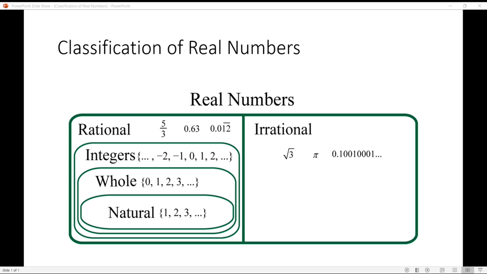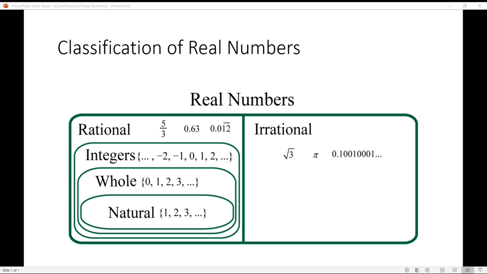Natural numbers are also called counting numbers. And if you can remember being a child or having a child and teaching them to count, you always started with 1. And they just counted 1, 2, 3, and so on. These are considered natural numbers.